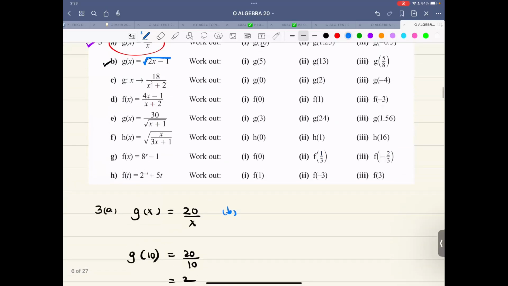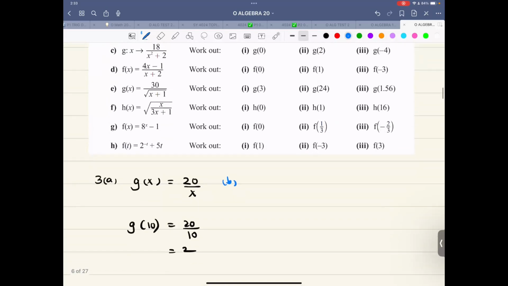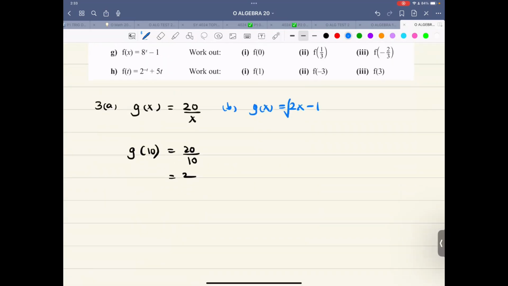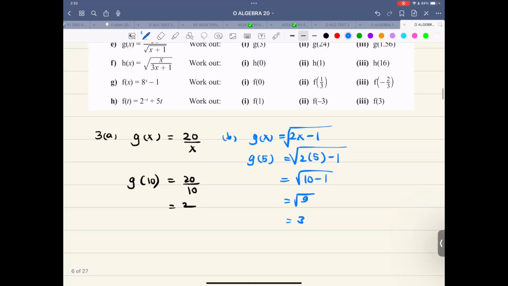For example, part B, g of x is square root of 2x minus 1, and let me plug in 5. So g of 5, that is square root of 2 into 5 minus 1. That is square root of 10 minus 1, which is square root of 9, which is 3. This one is an exponential function. Remember, y is equal to a raised to the power of x, a is positive, and the graph goes like this, just giving you all these little snippets.